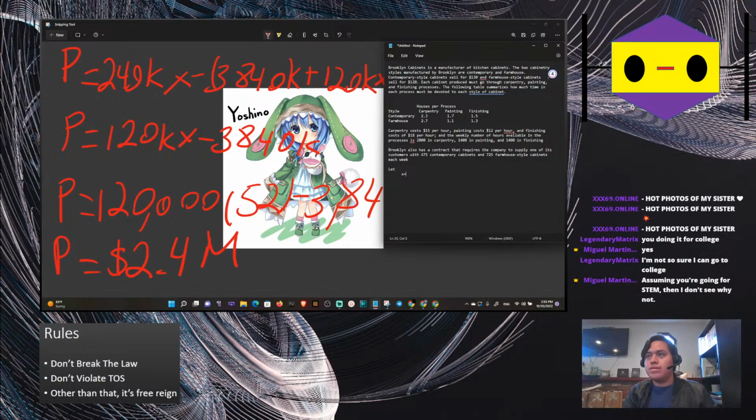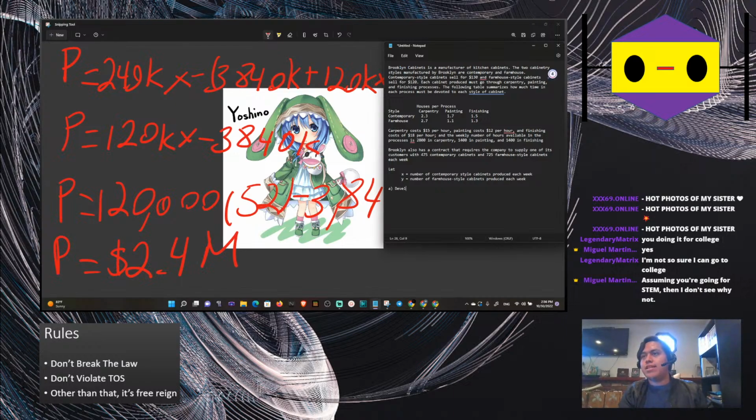Let x equal the number of contemporary style cabinets produced each week. y equals the number of farmhouse style cabinets produced each week. Okay, now that we have this, we can start solving it. Did I misspell contemporary? Yes, I did. Let's go with the solving.